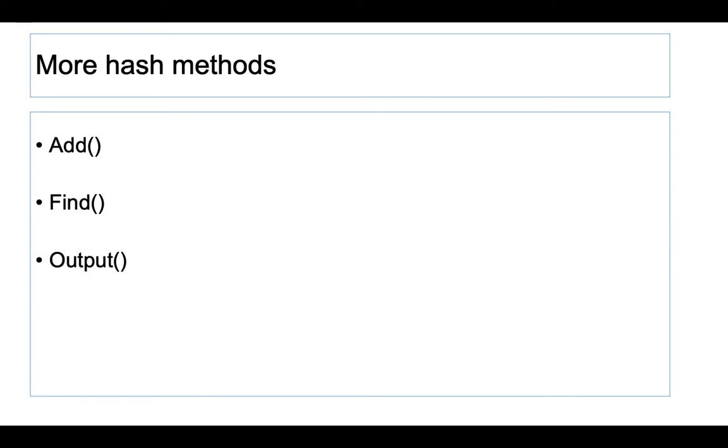There are also some other hash methods. For example, add: you can add more key value pairs to the hash, or you can try to find it. You search by the key, and it will find the value. This is actually the most often used. And then the third one is output. Let's say you have a lookup table in the memory and you made some changes, and then you want to save the output to a SAS data set. You can do that as well.